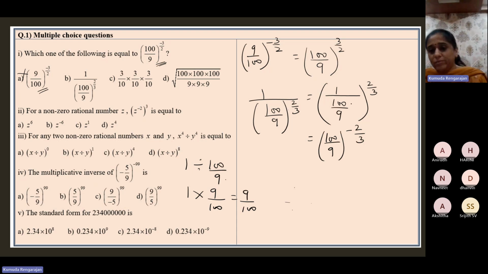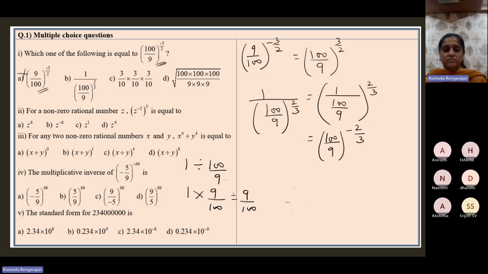So we have the base as 1 divided by 100 by 9. To understand this more clearly, you can write it as 1 into 9 by 100, because division becomes multiplication and 100 by 9 becomes 9 by 100. So the base is 9 by 100. Reciprocal of the base, 100 by 9; negative of the power, minus 2 by 3. So it's not equal to the given one.